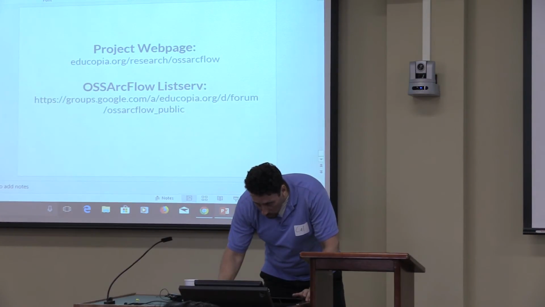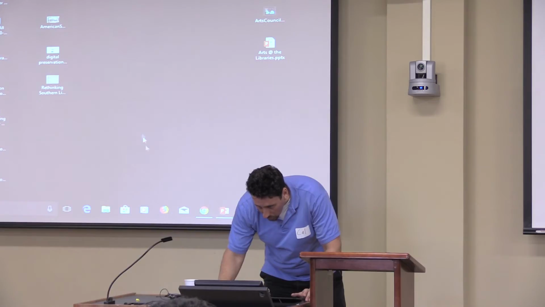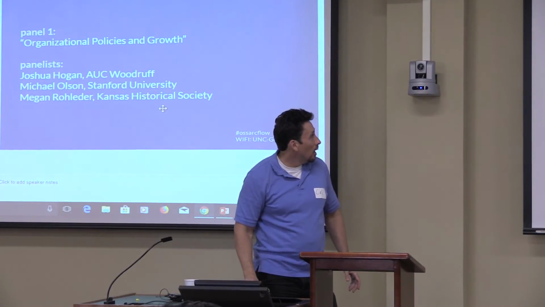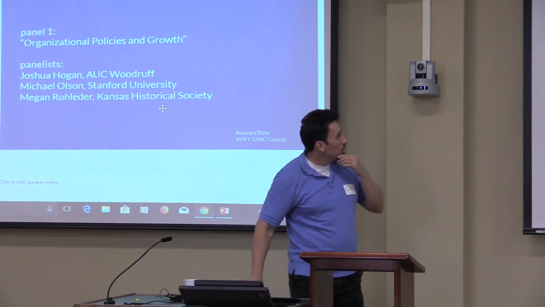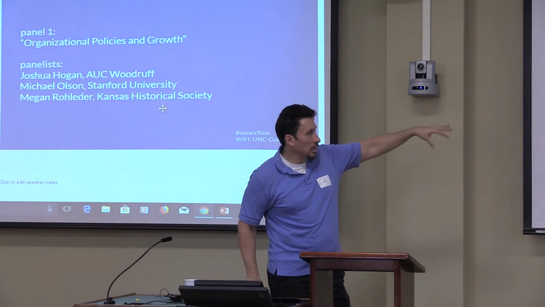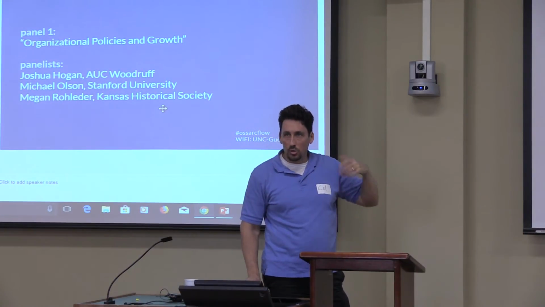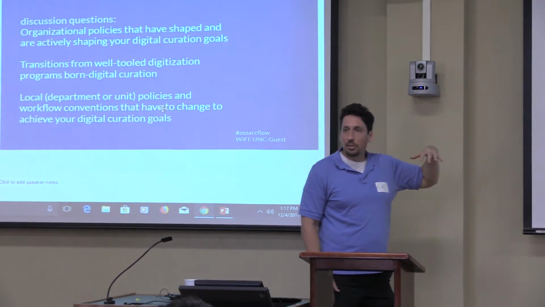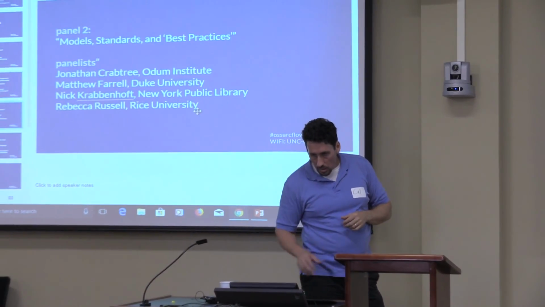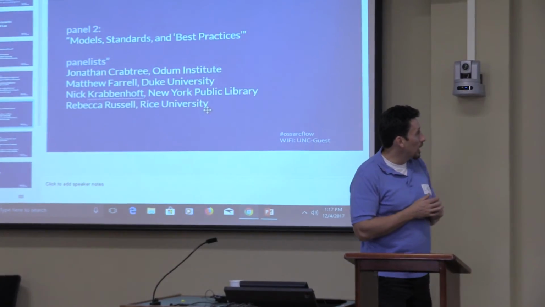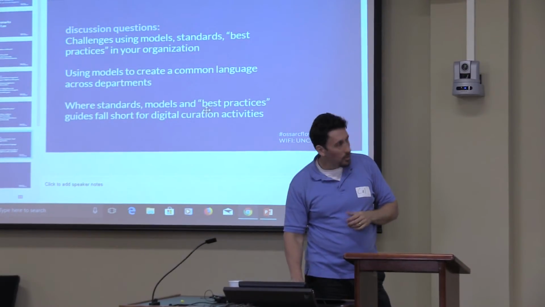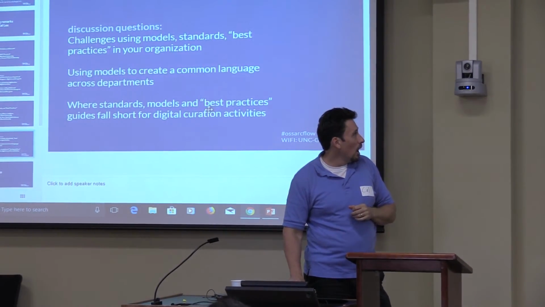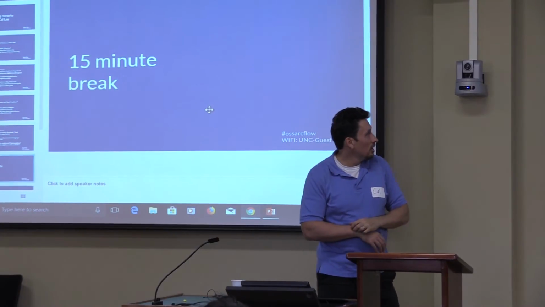So what I'm going to do, just in wrapping up, is very briefly talk about what the structure is for today. And others on the team should feel free to weigh in. Panel 1, organizational policies and growth. And what you'll see is we basically have the partner institutions represented on these different panels as we've broken them down. These will be the discussion questions, and you'll obviously hear more about these as we progress. Panel 2, models, standards, and best practices. The discussion questions: challenges using the models, standards, best practices in your organization, where they fall short, these sorts of things. We'll have a break.